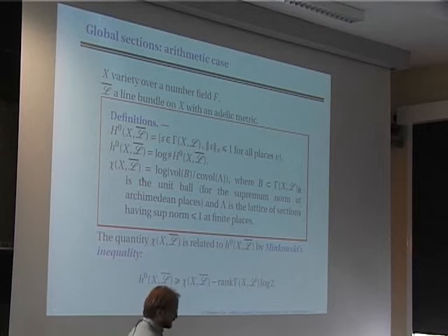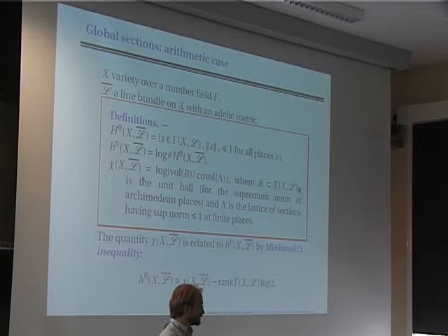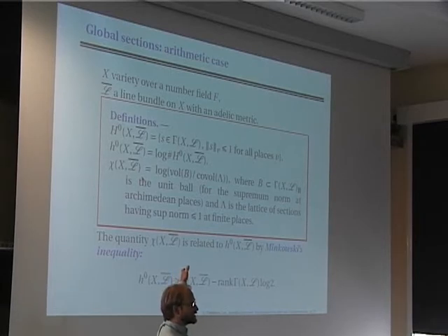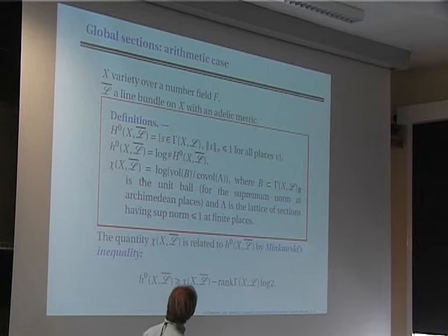And this is the number which I am interested in because I want to find sections. If I'm interested in the positivity of height of points, I'm interested in such sections which have norm smaller than 1 at all places. So I'm really interested in this small h0. But this number is hard to understand. A better number, which is well behaved for exact sequences, inductions, and so on, is this chi of X, L bar, which is defined as follows.